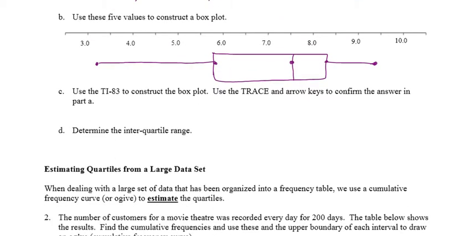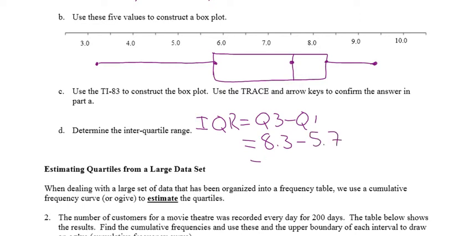Determine the interquartile range. So the interquartile range, remember, the IQR, is Q3 minus Q1, which is 8.3 minus 5.7, which is 2.6. So how would we figure out if we had any outliers? What would we do to say, were there any outliers here?